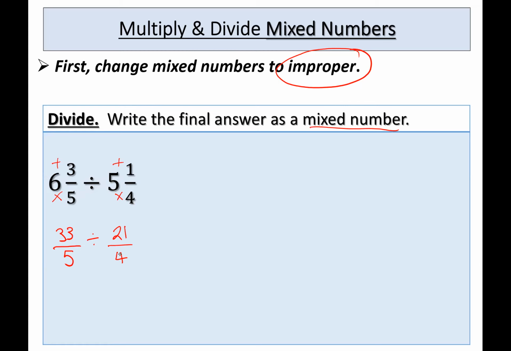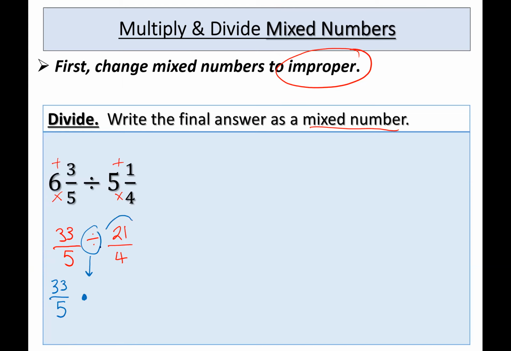Okay, so 6 3/5 changed to 33/5, and then 5 1/4 changed to 21/4. So now we have 33/5 divided by 21/4. Now in our previous video, we did talk about how to divide fractions, so we're going to do that now. Essentially, we're going to keep, change, flip, right? So we'll keep the 33/5 as it is. We'll change division to multiplication.